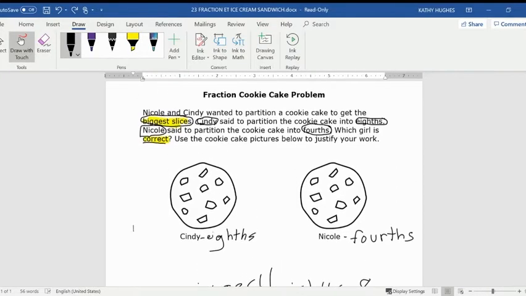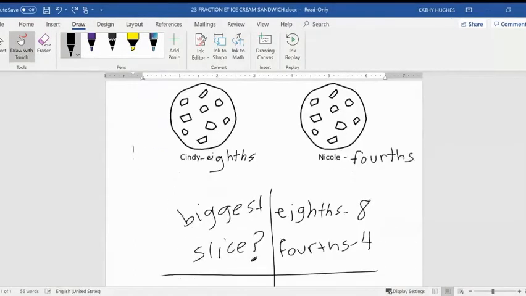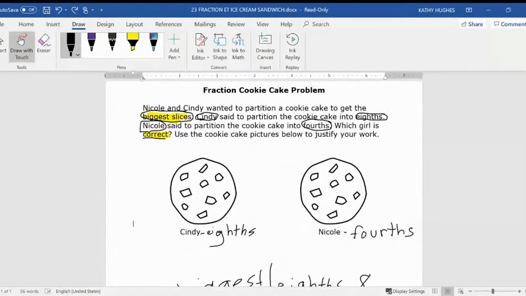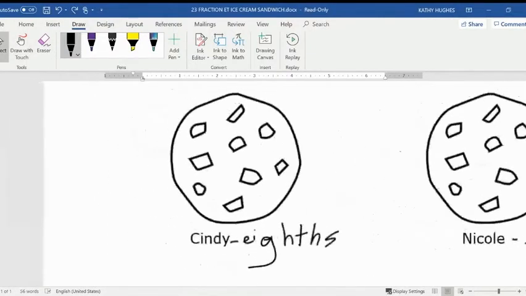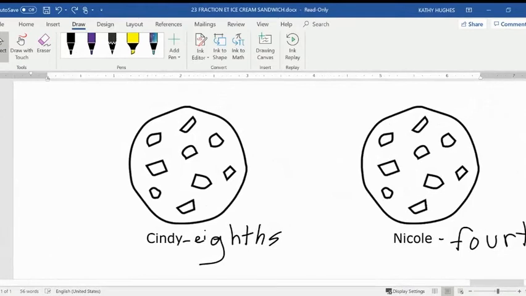So the first one that we're going to look at is Cindy. Cindy has eighths. I'm going to zoom in because I want to make sure that you see exactly how I do this. Okay, here we go. So eighths.